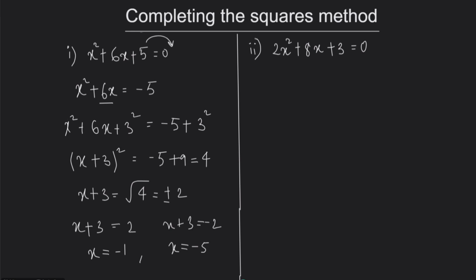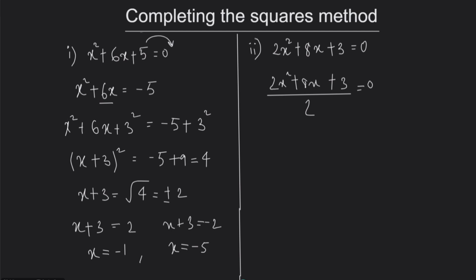Here the first step is not to move the constant term to the other side. This is not the first step you do here because the coefficient of x square is not 1. So we need to divide the entire equation by the coefficient of x square, which is 2 here, to make sure that the coefficient of x square becomes 1, and we can solve the rest of the equation using the same method as the first question. So let's do that. We are going to now divide the entire equation by 2. So the equation now becomes 2x square plus 8x plus 3 whole divided by 2, which is equal to 0.